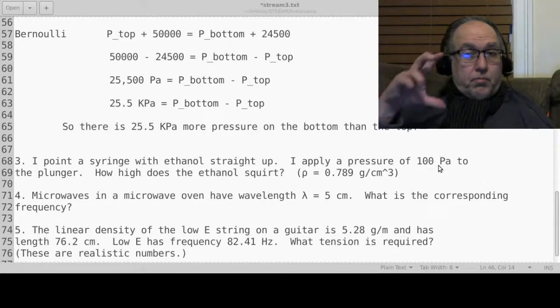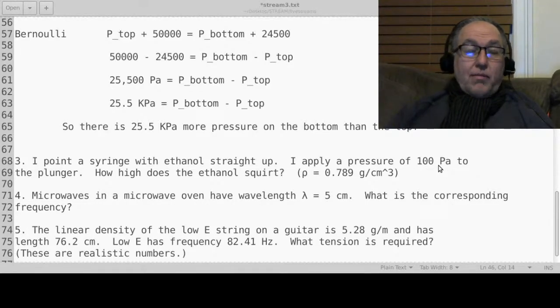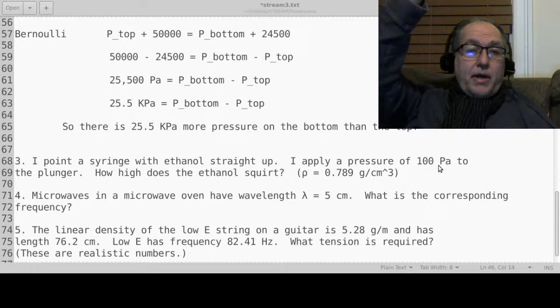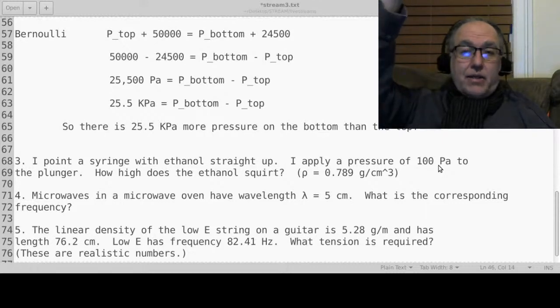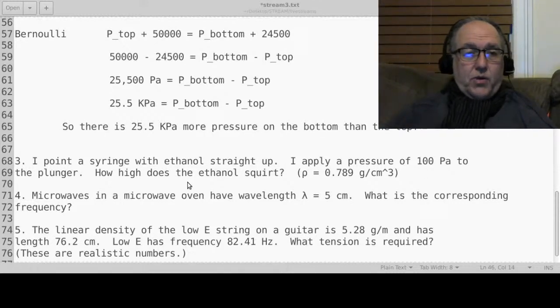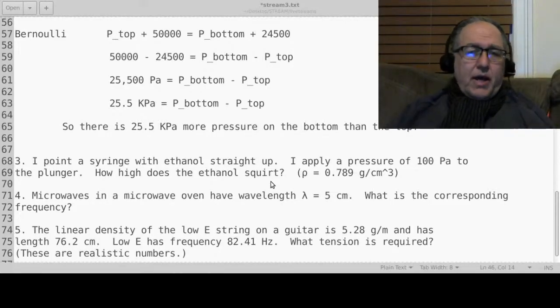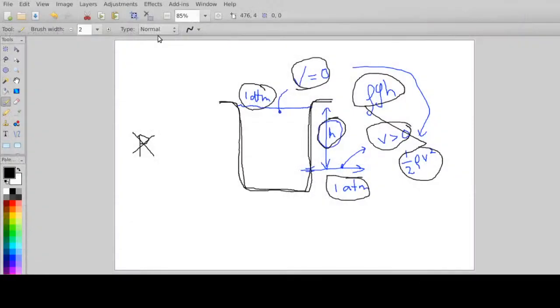Apply a pressure on the plunger, but because the syringe is pointing straight up, the stream is going to go up, and it's going to reach a maximum height before it starts to come back down. Okay, so how high does the ethanol squirt? And the syringe is filled with ethanol, just because I don't want to use water for everything. Okay, so what does this picture look like? You don't really need the picture, but it's not bad to draw one. It helps.